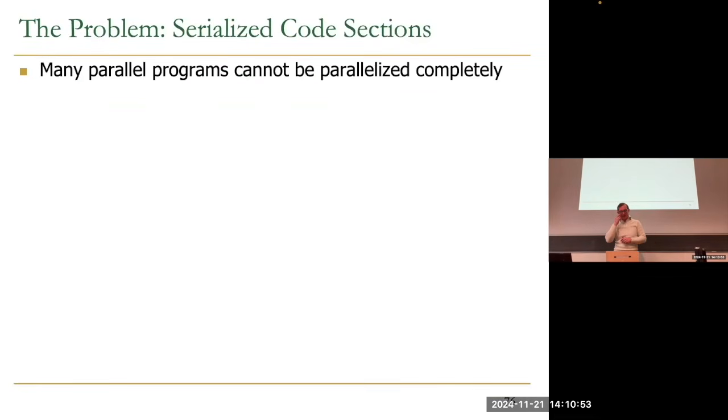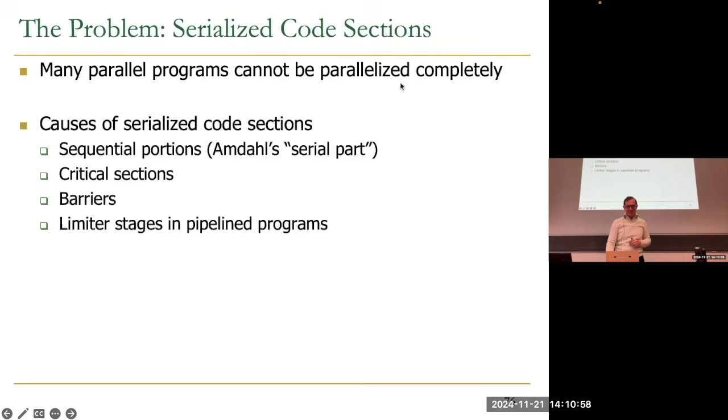Okay, so basically, let's talk about these serialized code sections. Essentially, many parallel programs cannot be parallelized completely. We talked about sequential portions, the serial part. I'm going to give you examples. There are also critical sections that we talked about earlier, locks, essentially. Only one thread can be updating the shared data, and another thread that needs that shared data needs to wait. There are barriers when you parallelize your program, partition the work, and all of the threads do something, and when they need to go to the next stage of parallelization, they need to do something else, right?